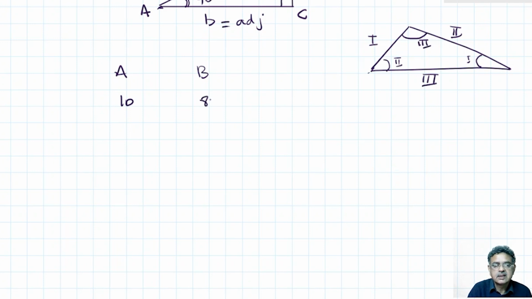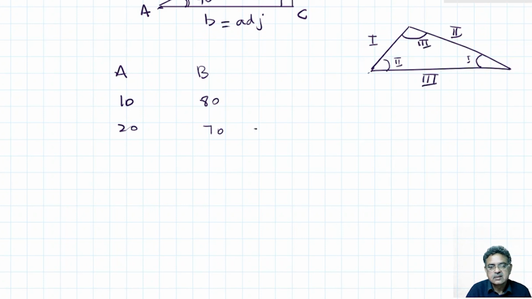90 minus 10, that is 80. What you have to do, whatever is the value of A, subtract it from 90 degrees, then the remaining will be the value of B. If this is 20, this is 70.